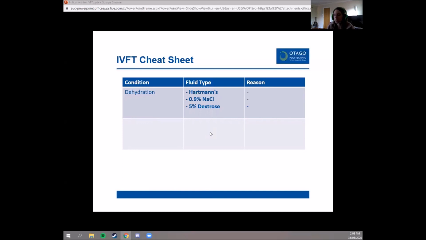So that is just a little overview of some of the indications for particular fluid therapy options. There is heaps more, so do some research, and if you think a cheat sheet would be useful for you, definitely make one of those.